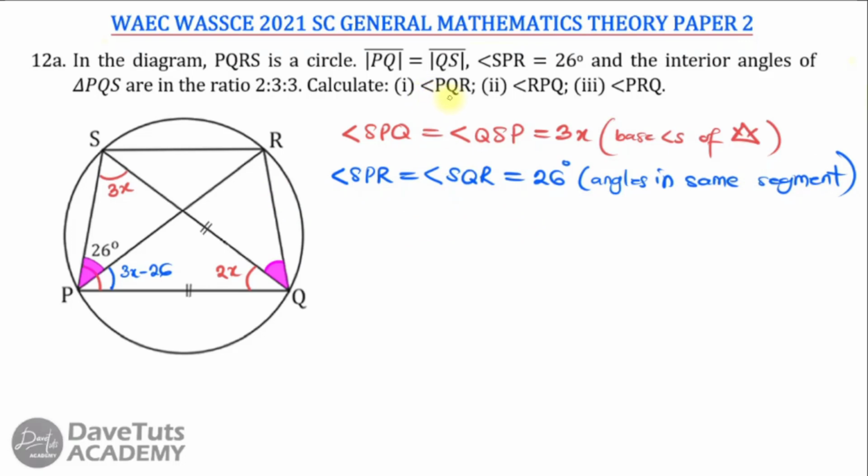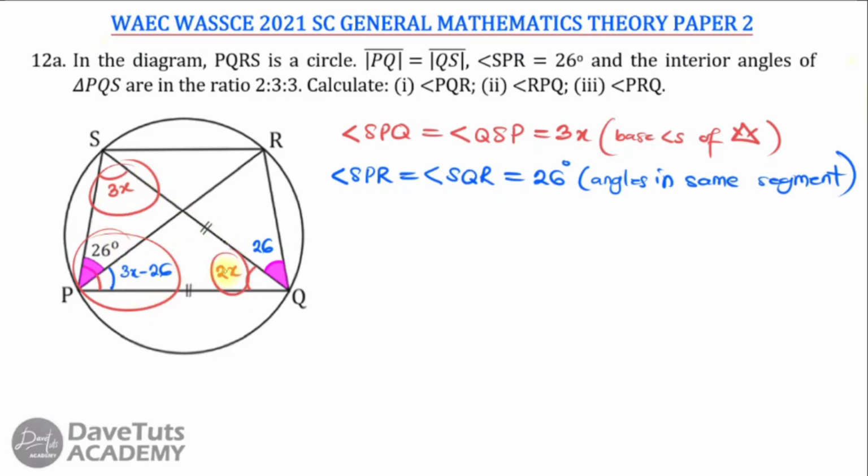In the first case, we have the mandate to calculate angle PQR. Let's identify that. PQR, we can see, okay, this we just got to be 26. I can say this is 26. Now from the triangle SPQ, we can see that this angle is 3x, okay. This one here is also 3x because the two of them are base angles of this isosceles triangle we are considering. And then this is 2x.